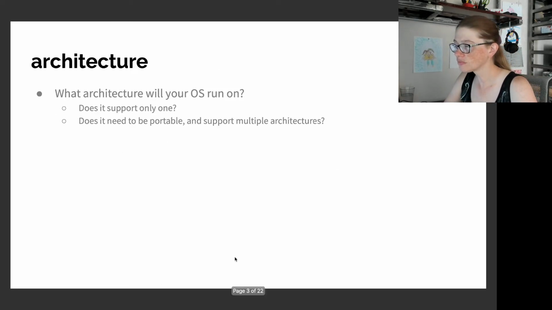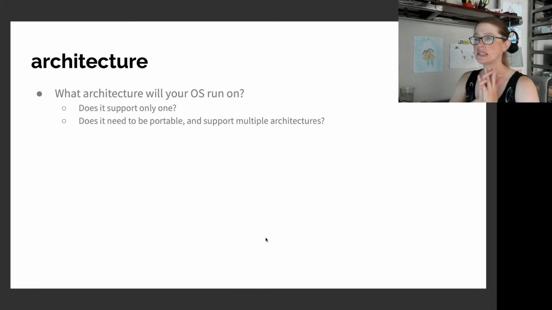So one of the first things is architecture. What architecture is your operating system actually going to run on? Now, OS 161 runs on a MIPS R3000. It doesn't really run on anything else. And there are many operating systems, by the way, that only support a single architecture.